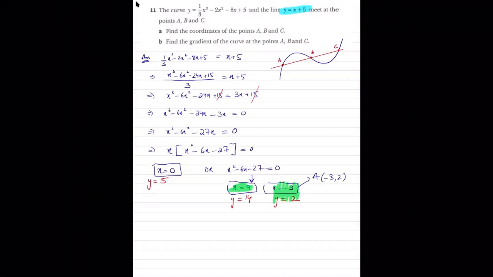I'm going to call this as B. B is 0, 5. And then the last one is going to be C. And the coordinates of C are going to be 9, 14. Are we clear till here? So this answers the first part.